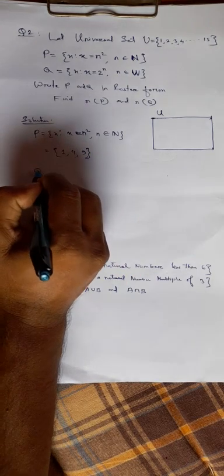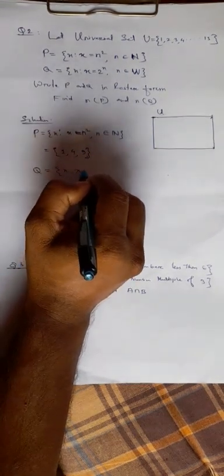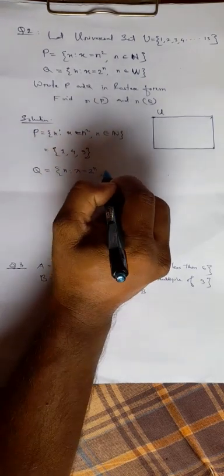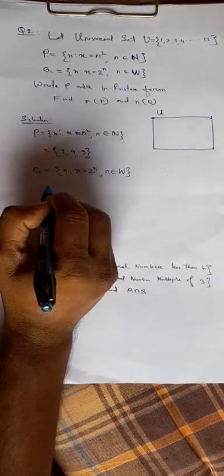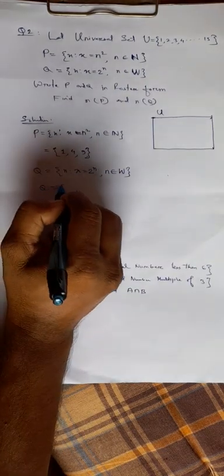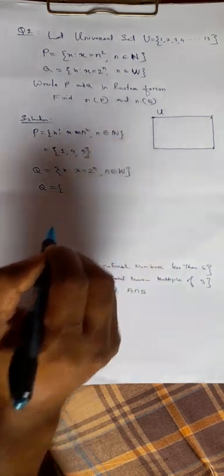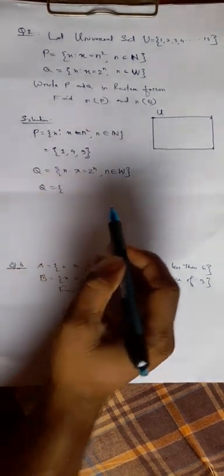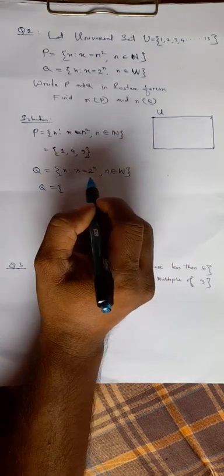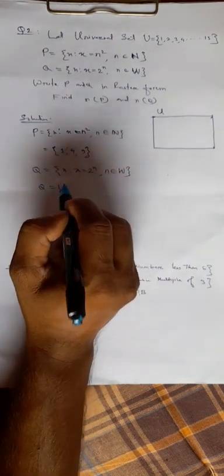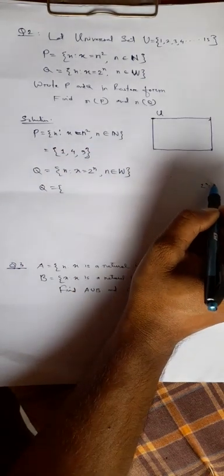Similarly, Q equal to {x such that x equal to 2 to the power n, n is a whole number}. Now let us try to write Q in roster form. Here it says x equal to 2 to the power n, but n is a whole number. Now whole numbers are starting from 0. So when you put n equal to 0, what will you get? 2 to the power 0 means 1.